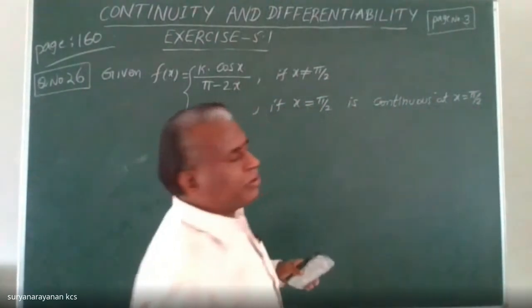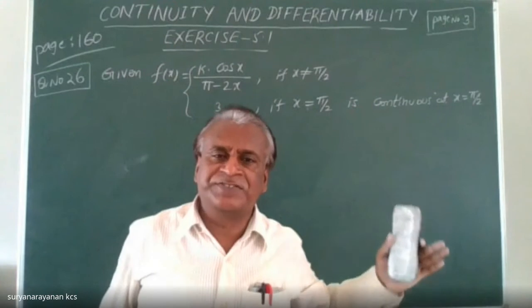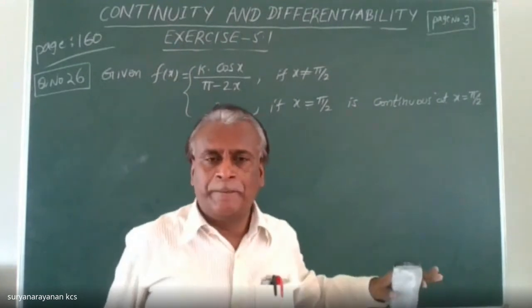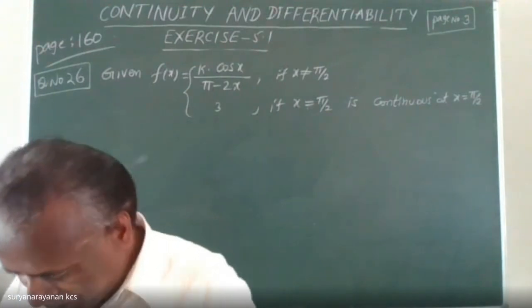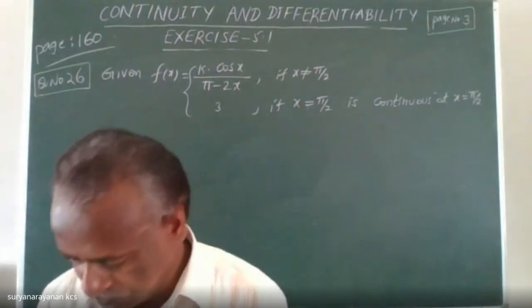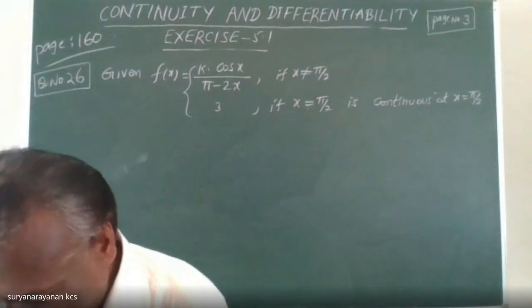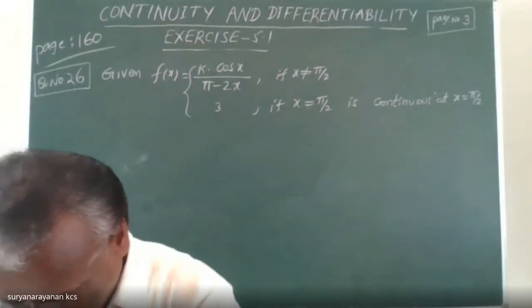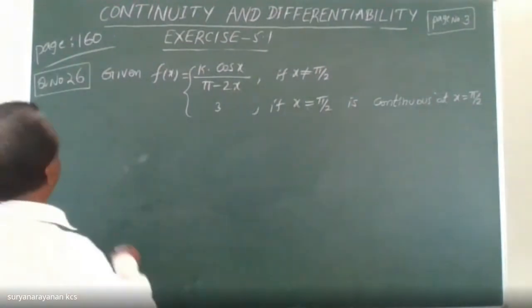At x is equal to pi by 2, it is continuous. It is given that this function is a continuous function, and we need to find the value of k. Okay, so to find the value of k, we use this point.